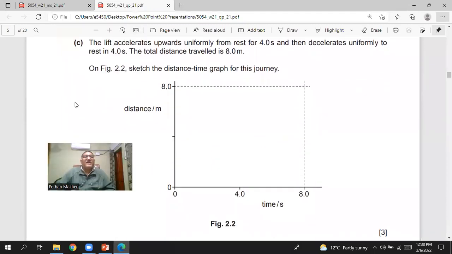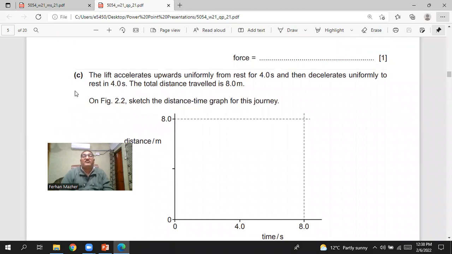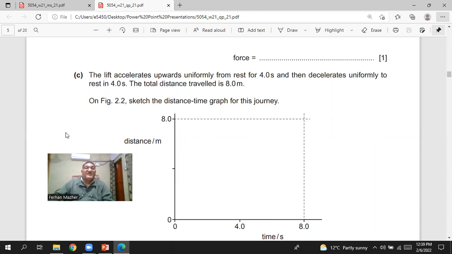Okay, so here we have the lift accelerates upward uniformly from rest for 4 seconds and then decelerates uniformly to rest in 4 seconds. The total distance traveled is 8 meters. On the figure 2.2, sketch the distance time graph for this journey. Okay, so here we have to plot this distance time graph. The information which we have is that in the first 4 seconds, the body is accelerating, and in the last 4 seconds, the body is decelerating. And the total distance traveled is 8 meters.